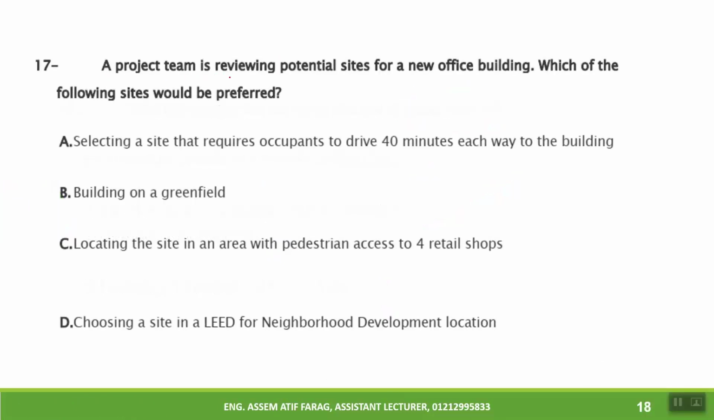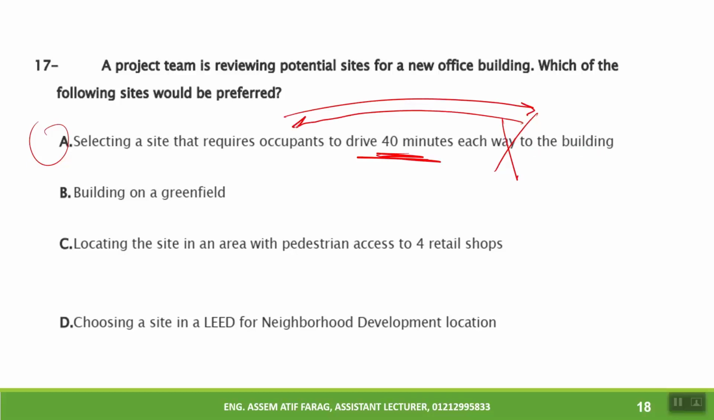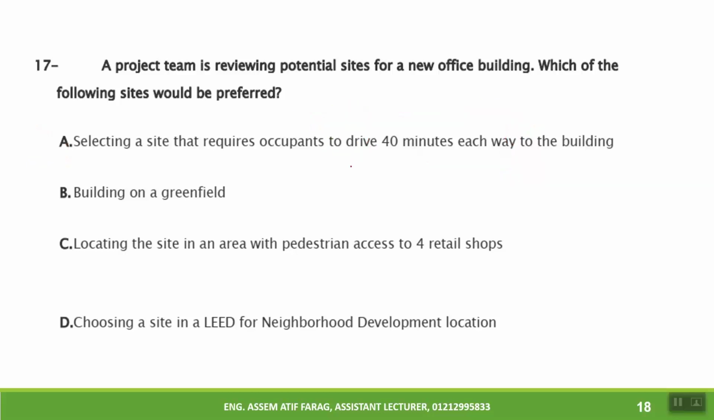A project team is reviewing potential sites for a new office building. Which of the following sites would be preferred? For option A, selecting a site that requires occupants to drive 40 minutes each way to the building. That is a wrong answer, as traveling for very long time periods is not suitable and encourages people to drive cars, so this is not environmentally positive. Building on a greenfield. Greenfield sites are not preferred by LEED, so this is also a wrong option.